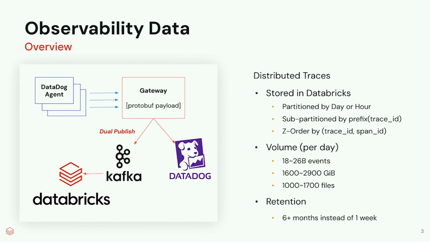And after the storage optimization we did, with partition by time and sub-partition by the trace ID and all the prefixes, and Z-ordering of all the frequently used predicate filters, we make the queries we run later much more performant and efficient. Because if you look at the volume, you have 1.6 terabytes to almost 3 terabytes of data generated in a single day. And if you want to query this very efficiently, your data layout needs to be optimized accordingly.